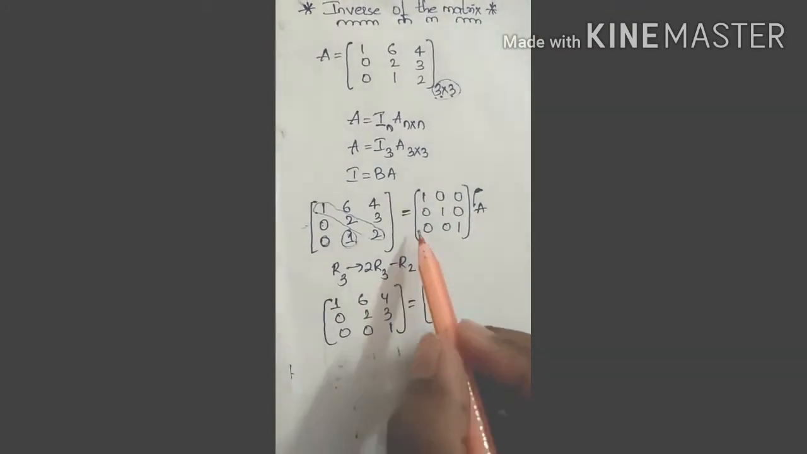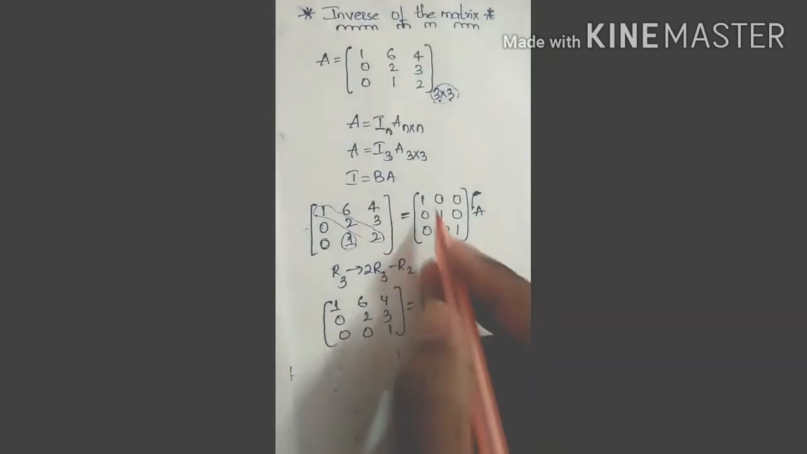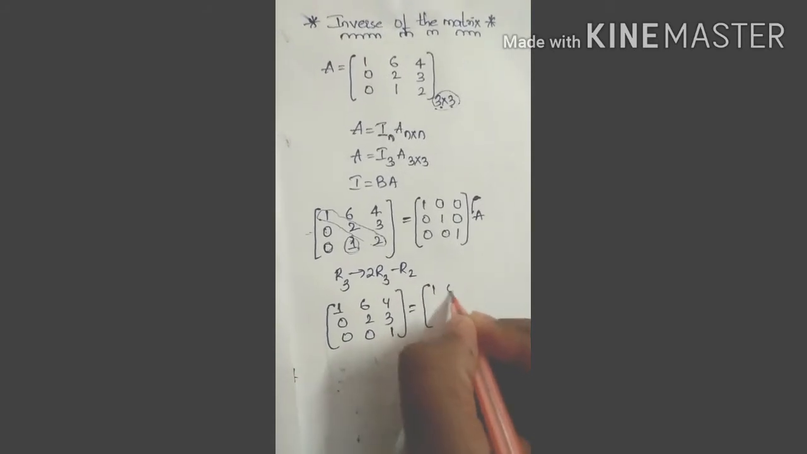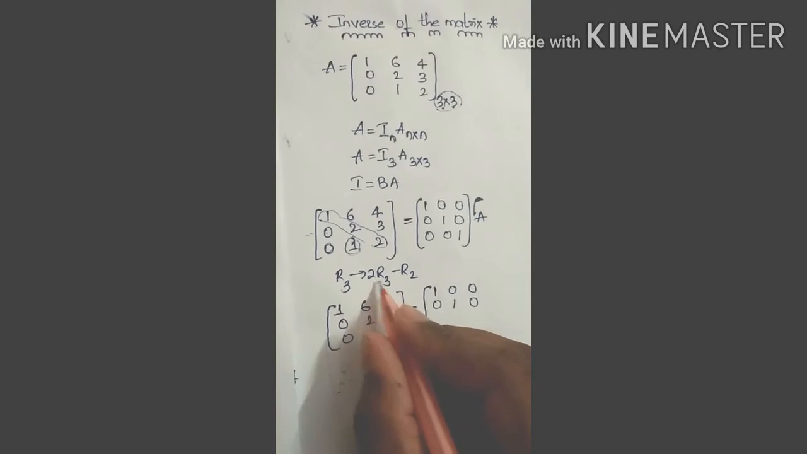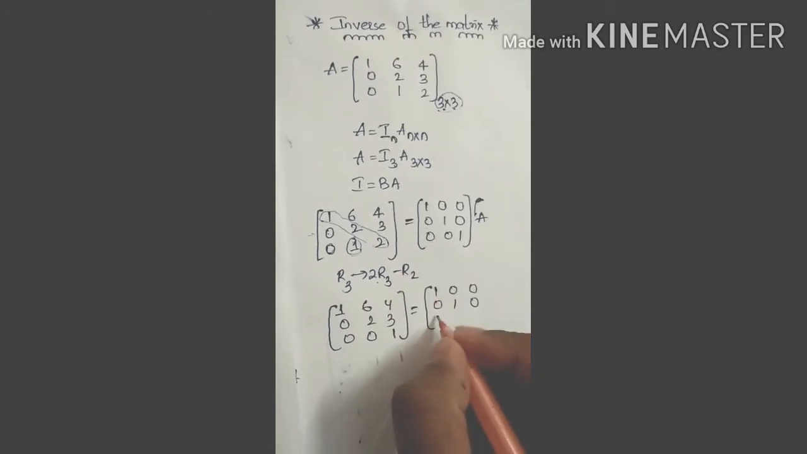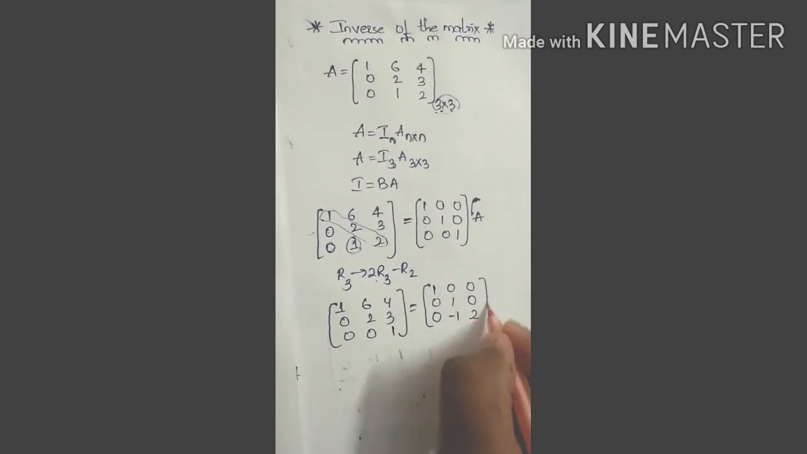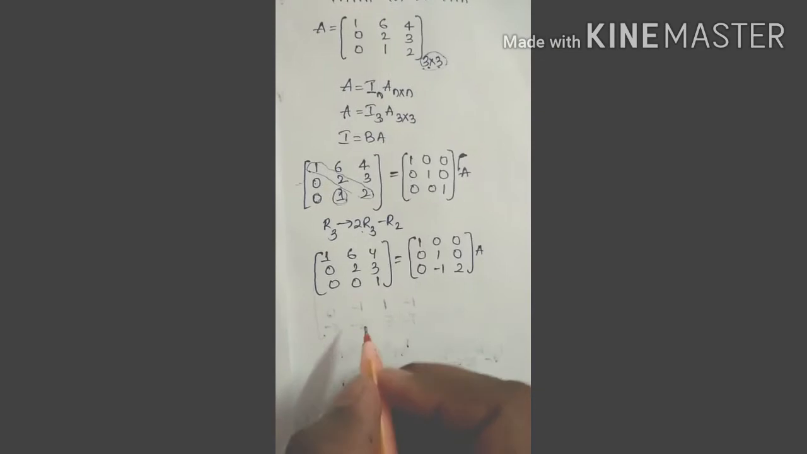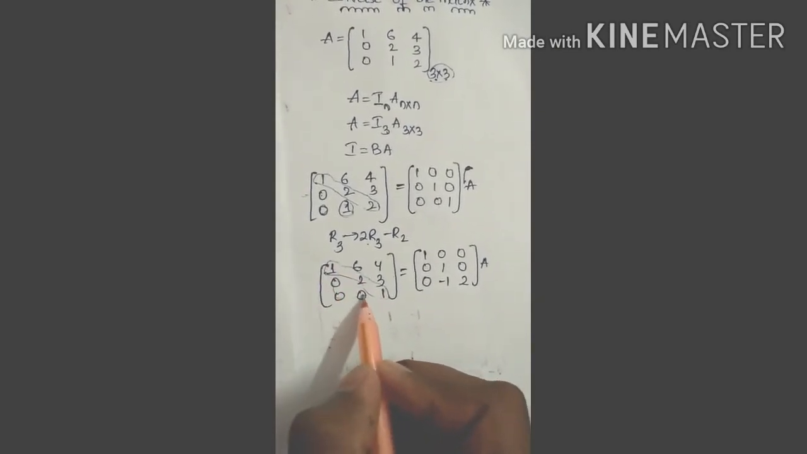Whatever operation we do, we do it on both the left side and the right side. So on the right side also, we do this operation only for row 3, not for row 1 and row 2. See, 2 into 0 is 0, minus R2 which is 0, gives 0, and 2 into 0 minus 1 gives minus 1, and so on. This is a diagonal element, and we made the element below it 0.